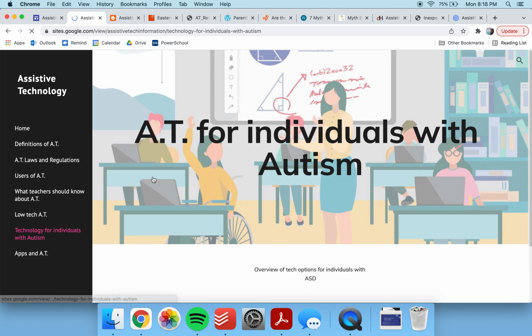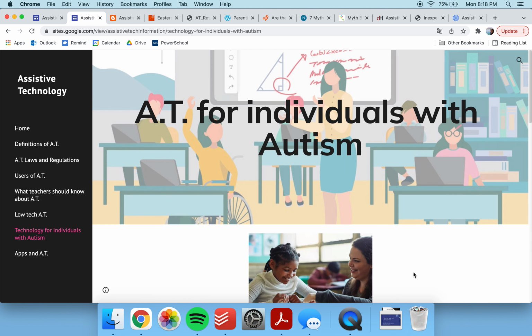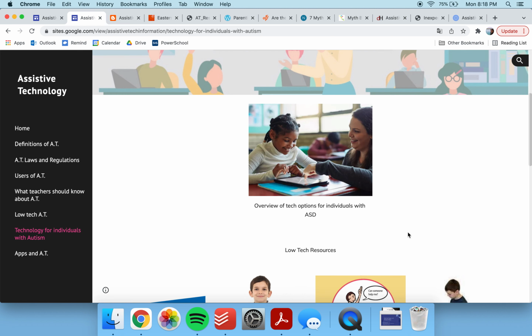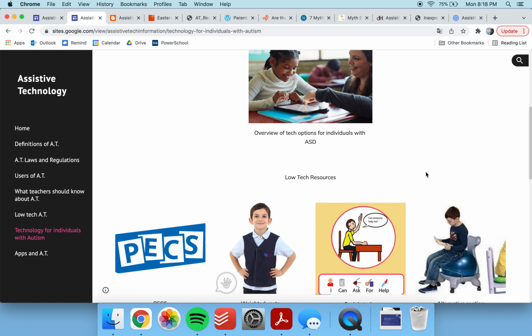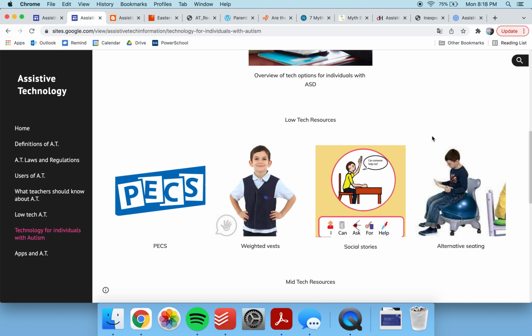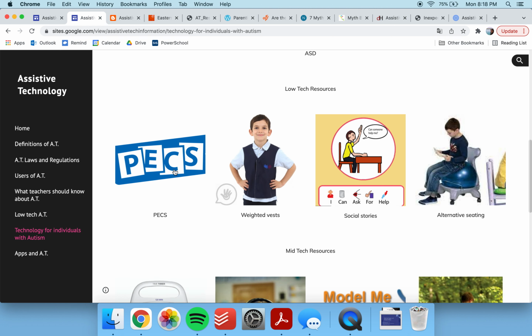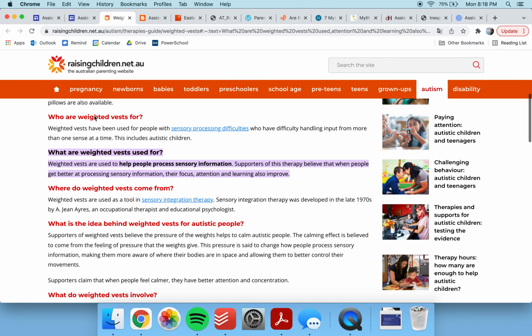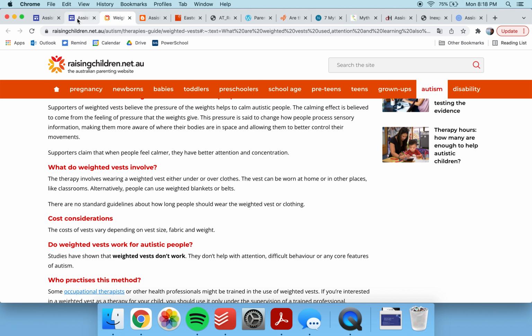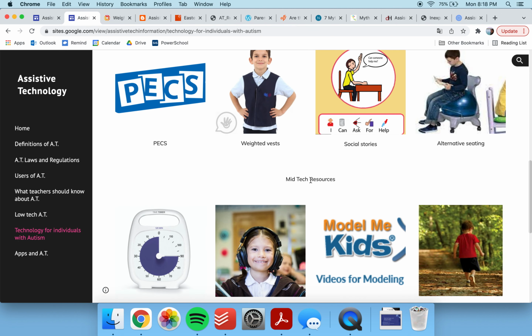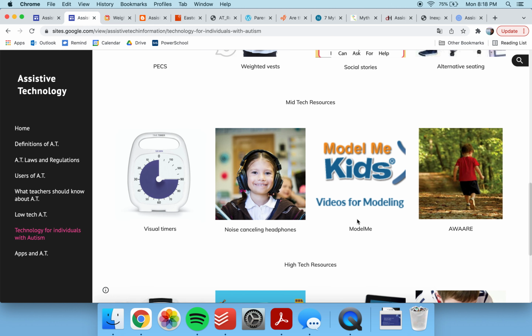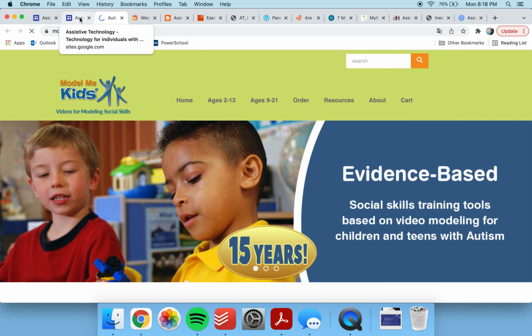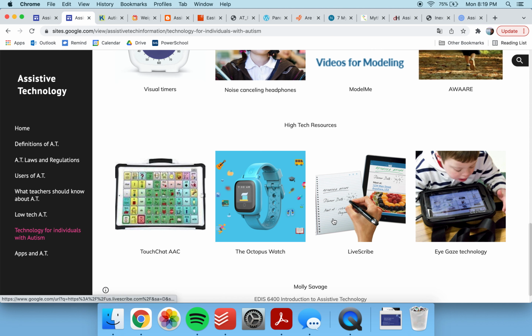Next, I looked at assistive technology specifically for students on the autism spectrum. I started with just an overview of tech options and then kind of broke it down by low-tech resources, from things like PECs to weighted vests. This goes through some of the benefits of weighted vests, mid-tech resources. This was a cool resource. It is a website that has social skills modeling videos for students, and then some higher tech resources.